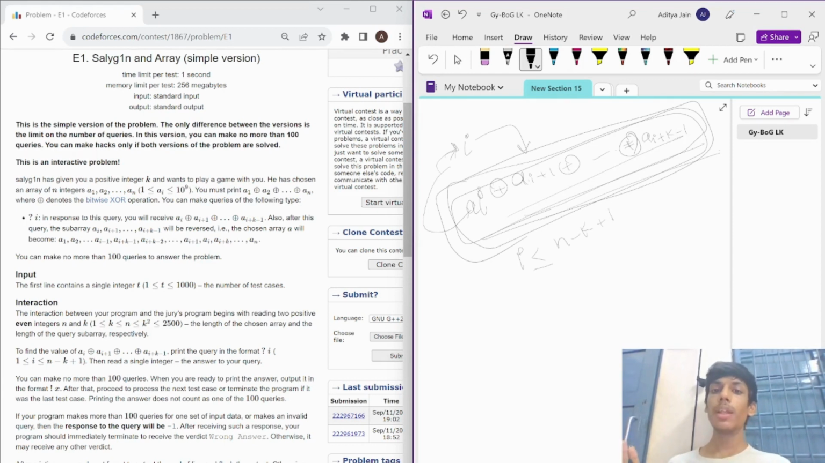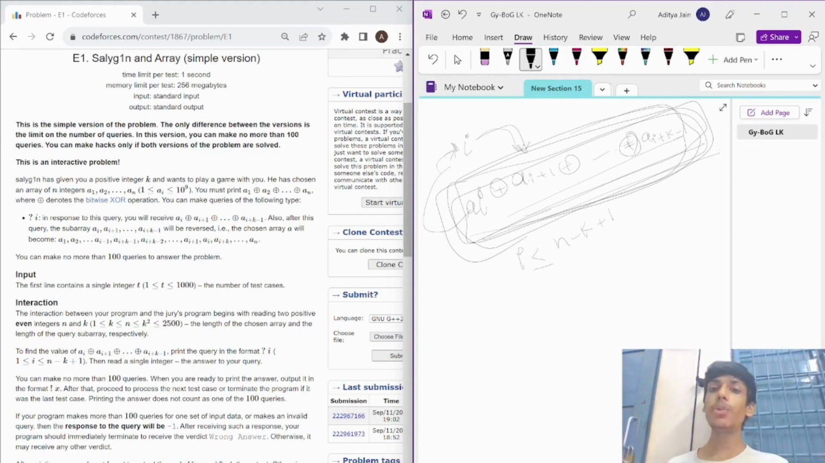So, let me summarize the question. You have at most 100 queries. In a particular query, you will enter the number i. In response, you will get the XOR of the next k elements, that is ai XOR ai+1 XOR ... XOR ai+k-1.